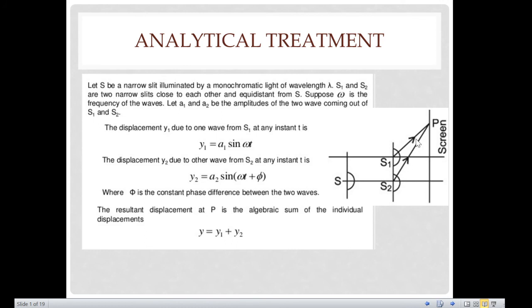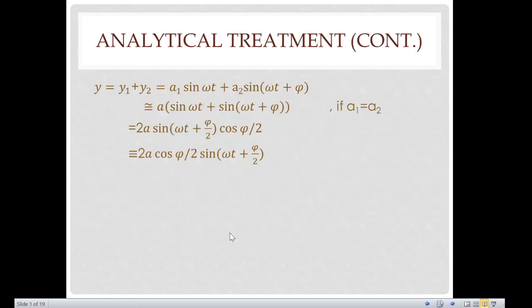So there will be a path difference or the corresponding phase difference between waves from S1 and S2. So we can write the displacement of the first wave from S1 as Y1 equal to A1 sin omega t. Since there is a constant phase difference between S1 and S2, we can write Y2 as A2 sin(omega t plus phi), where omega is the angular frequency of the waves. And according to the principle of superposition, the resultant displacement can be written as Y is equal to Y1 plus Y2. That is A1 sin omega t plus A2 sin(omega t plus phi).